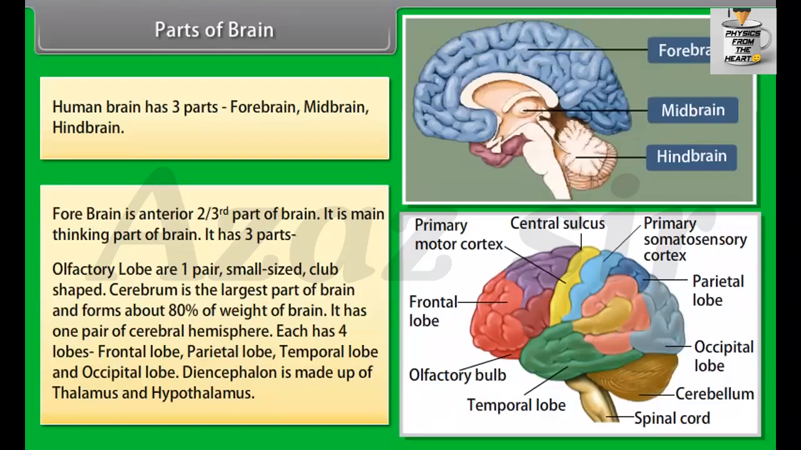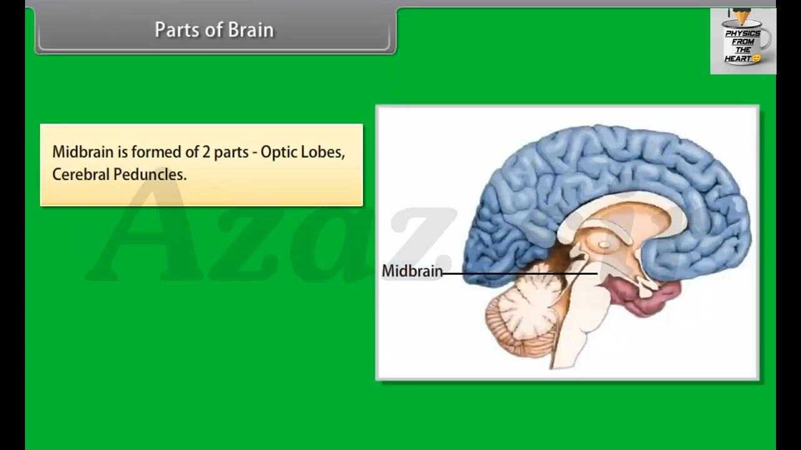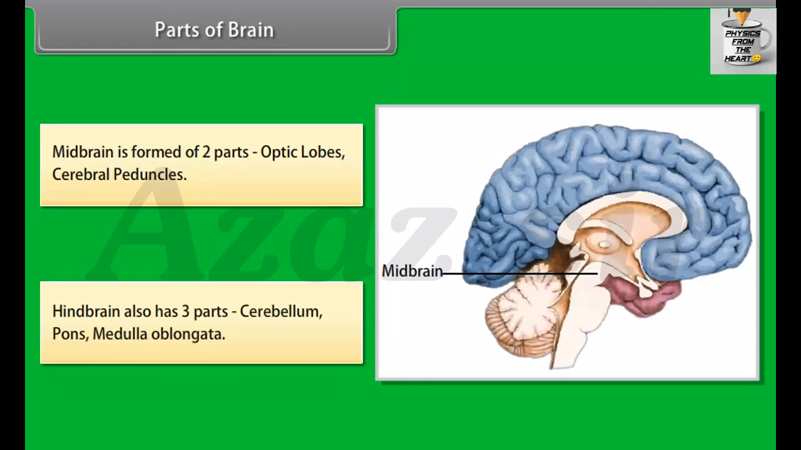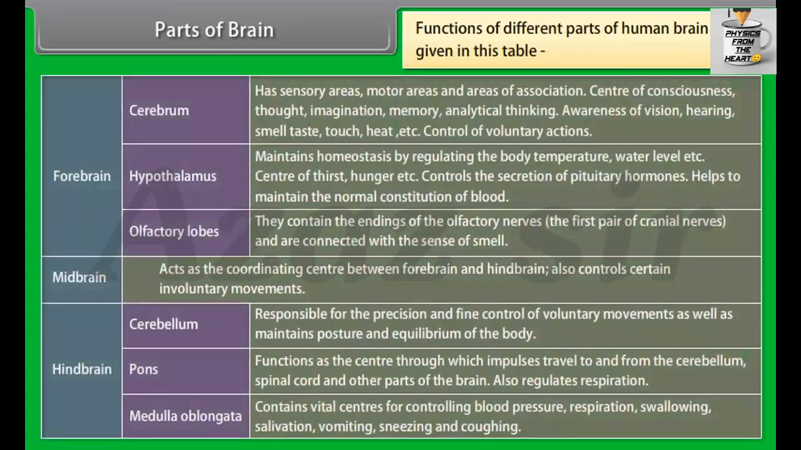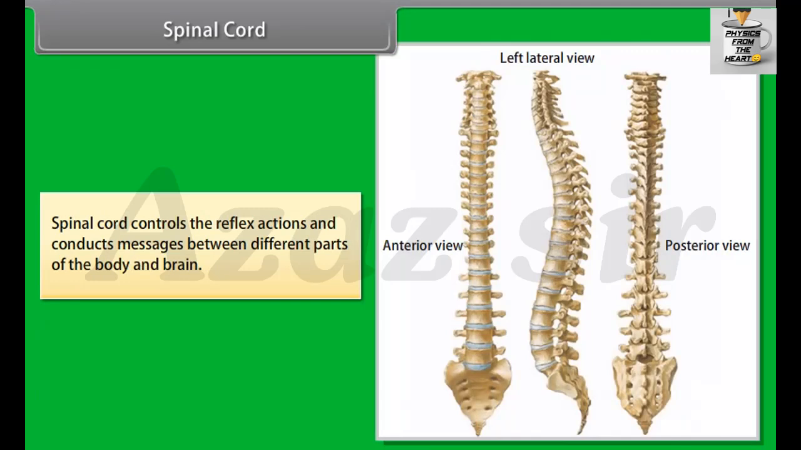Diencephalon is made of thalamus and hypothalamus. Midbrain is formed of 2 parts: optic lobes, cerebral peduncles. Hindbrain also has 3 parts: cerebellum, pons, medulla oblongata. Functions of different parts of human brain are as given in this table. Spinal cord. Spinal cord controls the reflex actions and conducts messages between different parts of the body and brain.